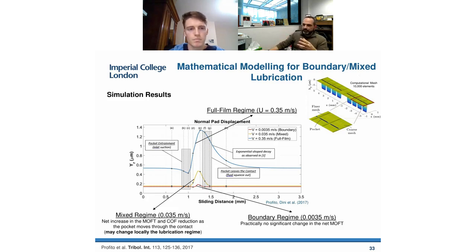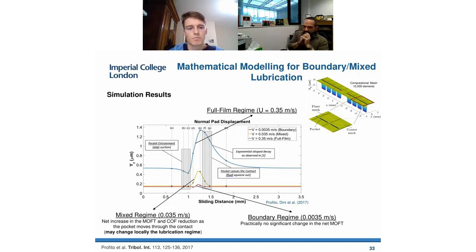And as you go into slower speeds, you don't have enough speed to form a full film. You end up in what is sort of a mixed regime. You see there the yellow curve shows that there is an increase in film as the pocket goes through. But what you see in the boundary regime, which is red, is that you go slow enough not to form a film, so you stay boundary throughout as the pocket passes by. There's a tiny increase, there's a tiny liftoff, there's first a little suction of fluid and a tiny liftoff.